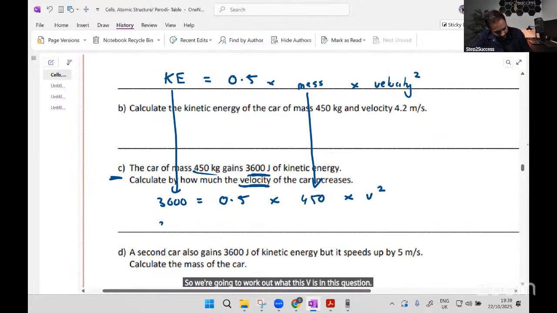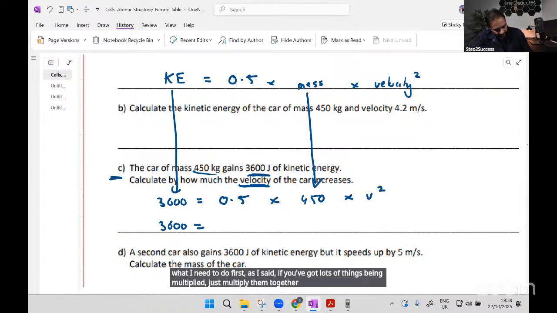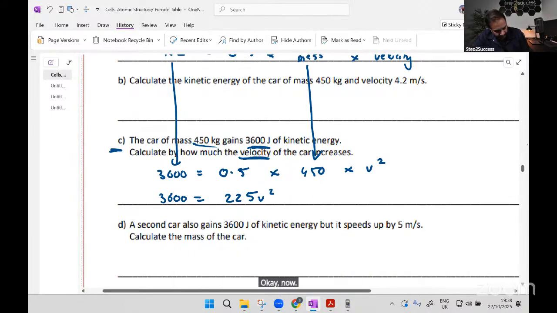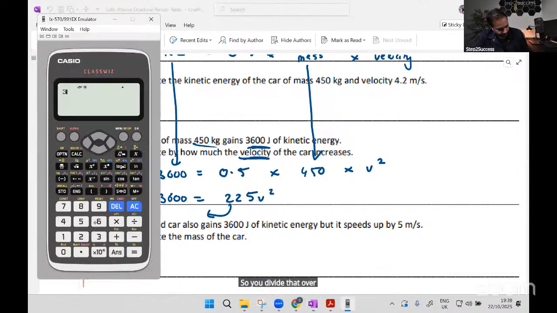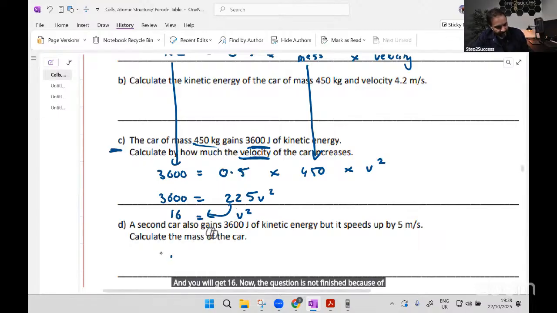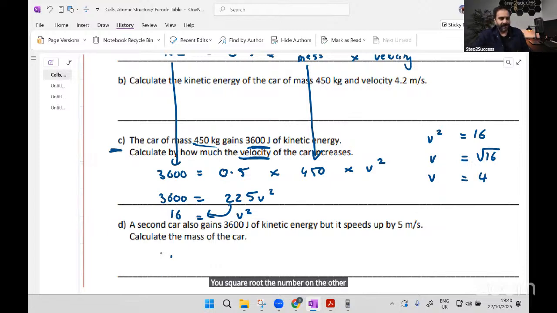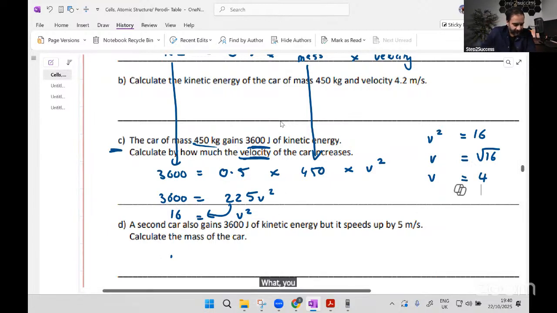What I need to do first, as I said, if you've got lots of things being multiplied, just multiply them together. 0.5 times 450 is 225. Okay, now I'll continue working straight down. I need to divide this over. So you divide that over, and you will get 16. Now, this question is not finished because of this v squared. When you have v squared equals a number, when you want just v, you square root the number on the other side, which is a little bit more complicated. But you will get there.